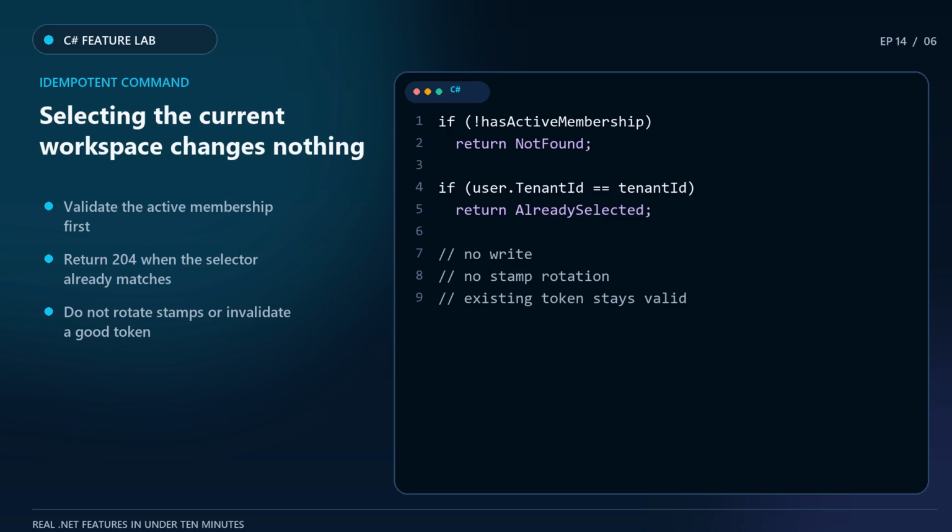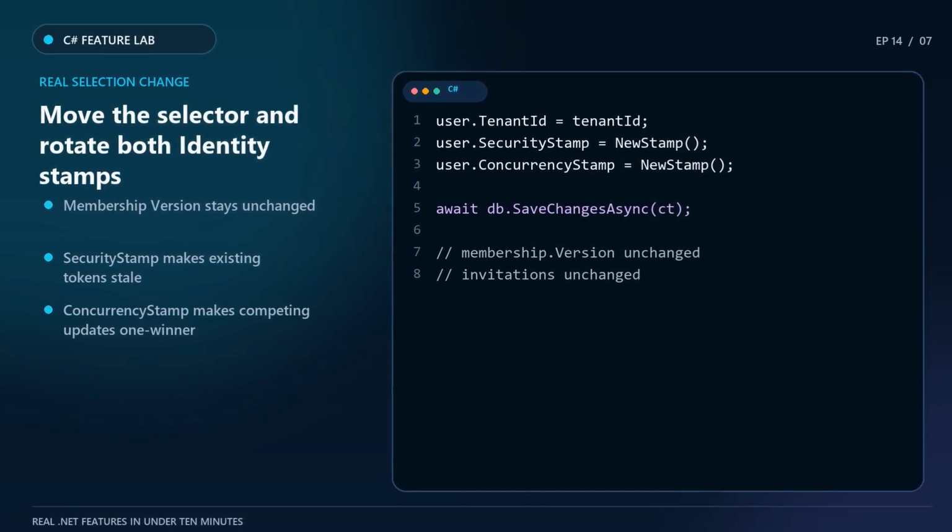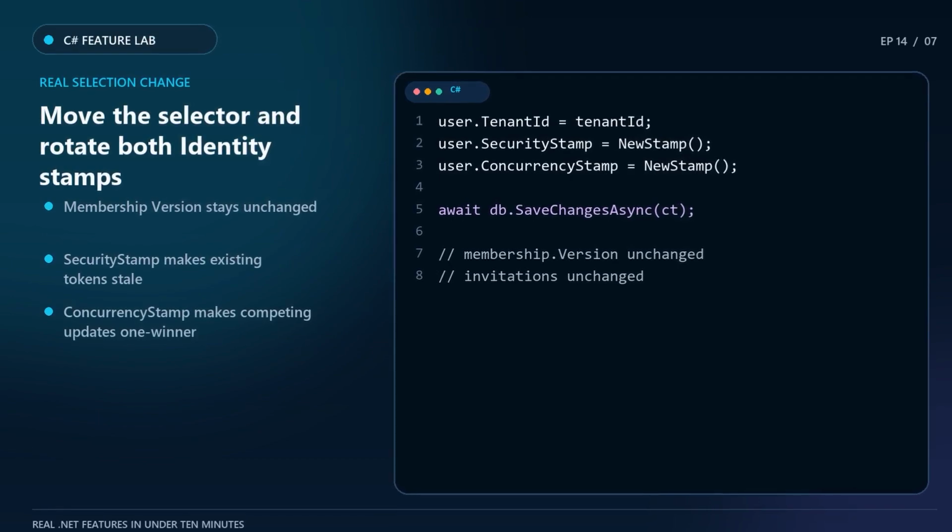Crucially, the no-op does not rotate security stamp or concurrency stamp. Invalidating a perfectly good token on every repeated click would create needless sign-ins and hide whether state actually changed. An integration test captures both stamps before the request, verifies they remain identical afterward, and proves the existing token still reaches tenant-protected work items. On a real switch, the store updates featurelab_user.tenantID and rotates security stamp plus concurrency stamp before one SaveChanges call.